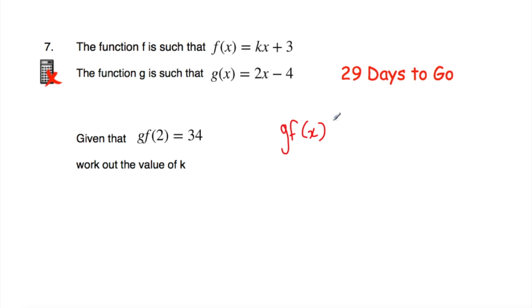So as I said in the hints yesterday, it'd be handy if we knew the composite function gf of x, because we've got gf of 2. So if we find gf of x, we can then substitute 2 into it. So let's find gf of x.